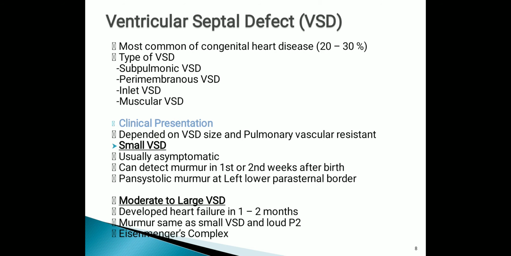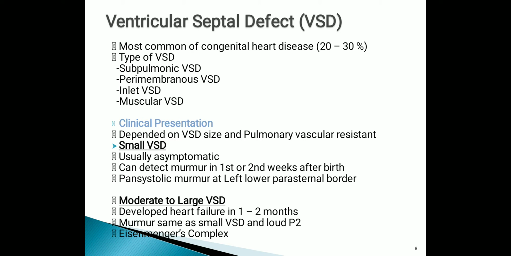Ventricular septal defect, the most common congenital heart disease. Types of VSD: subpulmonic VSD, perimembranous VSD, inlet VSD, and muscular VSD. Clinical presentation depends on VSD size and pulmonary vascular resistance. Small VSD is generally asymptomatic. VSD murmur can be detected in the first or second week after birth, pansystolic murmur at left lower parasternal border.